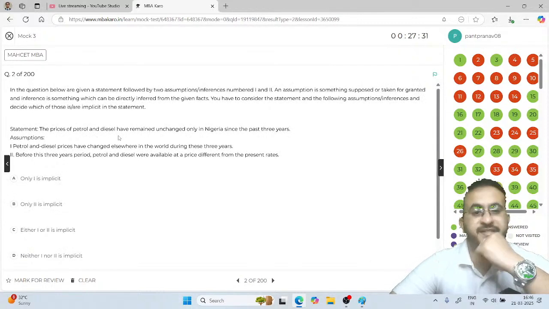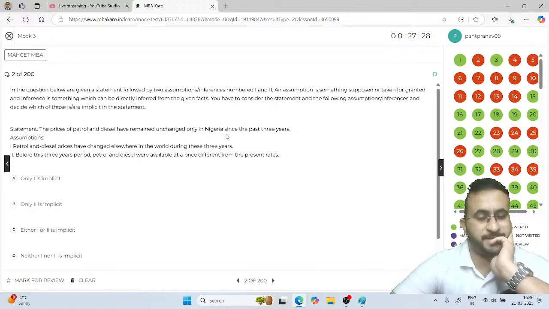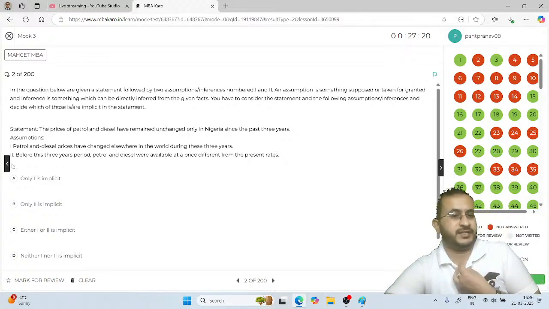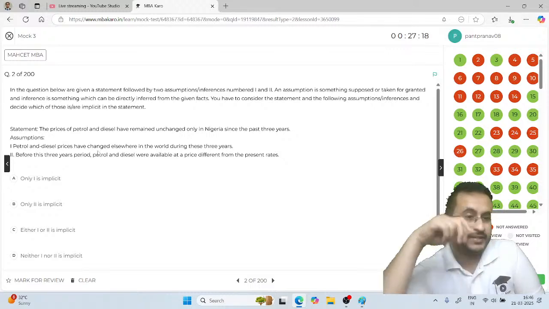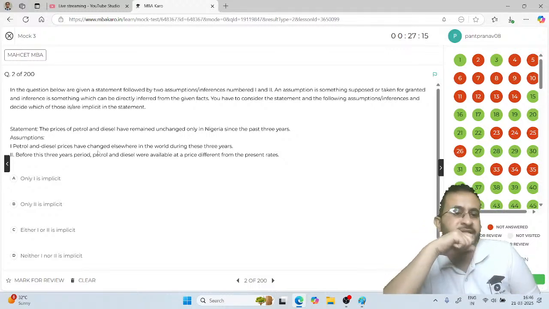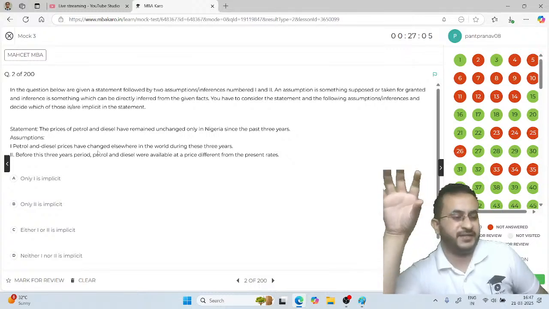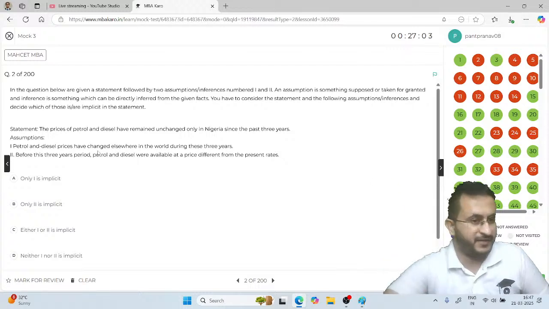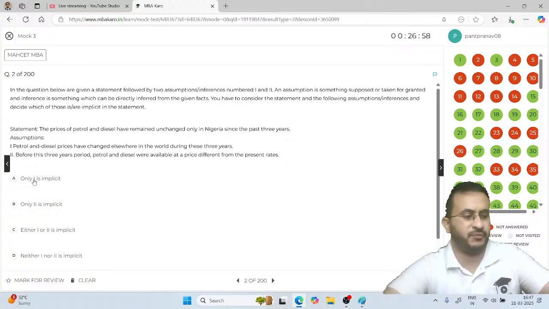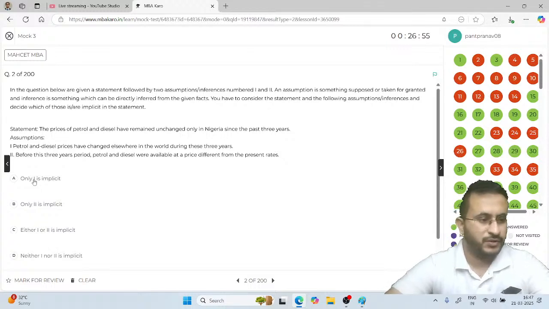Okay, the prices of petrol and diesel have remained unchanged only in Nigeria. Petrol and diesel prices have changed elsewhere during these 3 years. So they have remained unchanged in Nigeria. So only one is implicit. Second says before these 3 years period, available at a price different from the present prices. So for 3 years they have mentioned that they have remained unchanged. Before that we cannot tell. For 3 years they are saying that they have remained unchanged. But what happened prior to that we do not know. Okay.